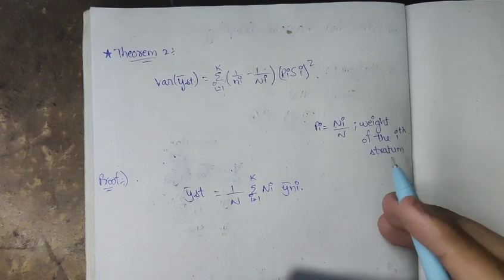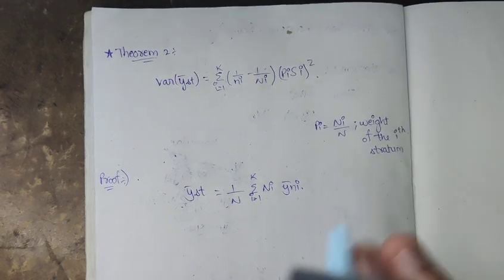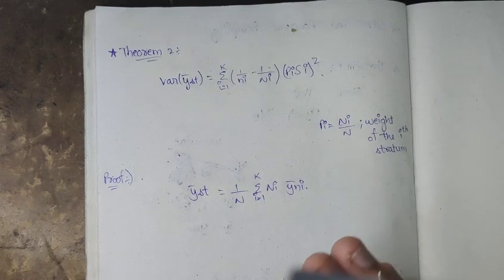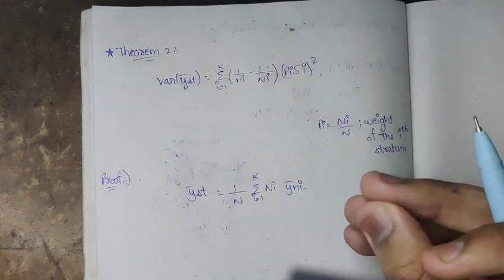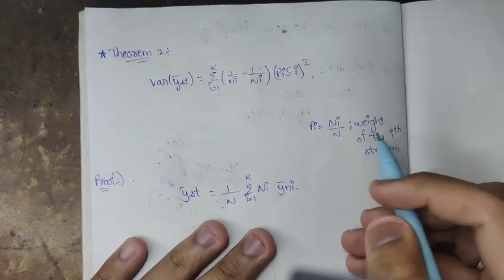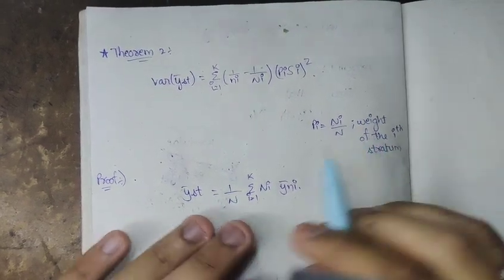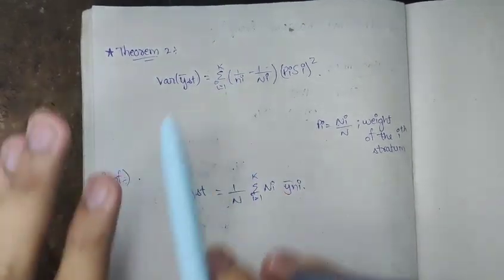We can say that the weight of the ith stratum is basically the importance of that particular group of data, that particular subgroup of data. That's it. There is nothing in depth about this. So we'll move on to the proof.